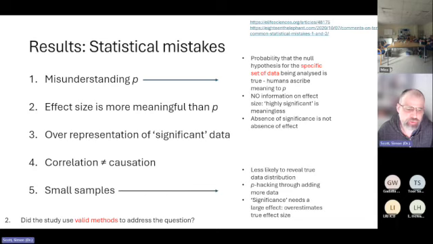Okay, and then small samples. In small samples, you can get a significant difference, but the sample is not relevant. It is a bad sample of your overall population. And also, if you do get a significant difference, it often tends to mean there's a very large effect, whereas actually, if you did it in a bigger population, the effect size would be much smaller. So yeah, it's less likely to reveal the true data distribution, and you're going to overestimate the true effect size.